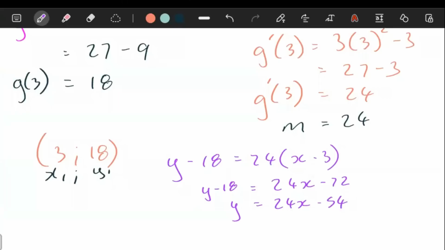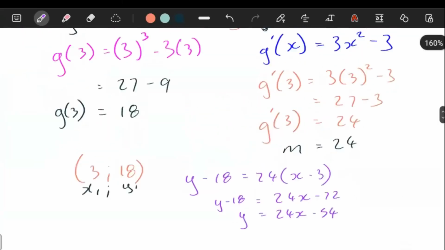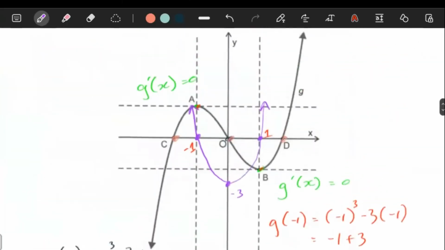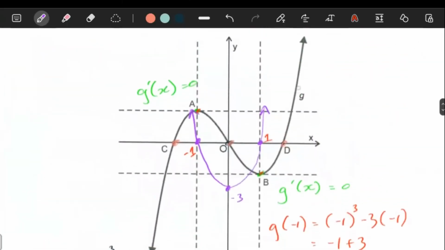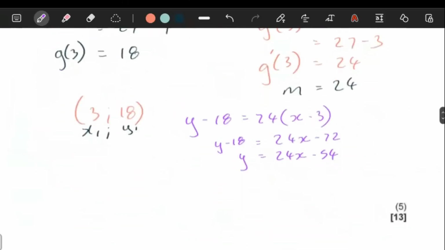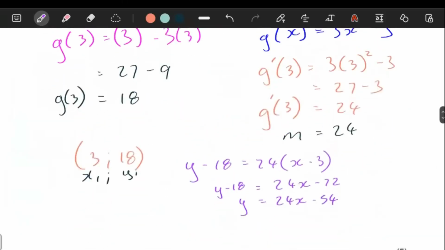There you go. Quite a strange question, but it looks like the gradient is quite steep. The line here does seem like your gradient is going to be quite steep. So this is our equation of our tangent to our curve. Everything is all good. Everything is all nice.